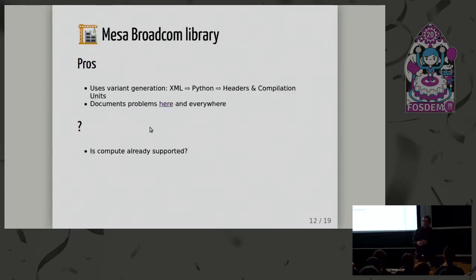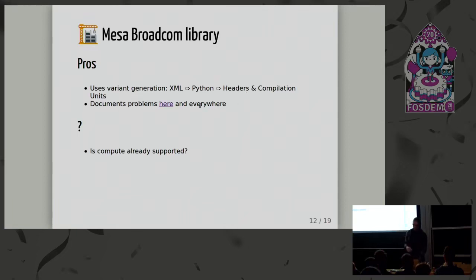So aside from the Gallium V3D part, there's also a general Broadcom library, which is not in Gallium. Basically you put XML in with a magic Python script that we already heard of. Then you get whole compilation units for the variants out. Currently, I'm just interested in the latest, so it's not that much of a problem for me.